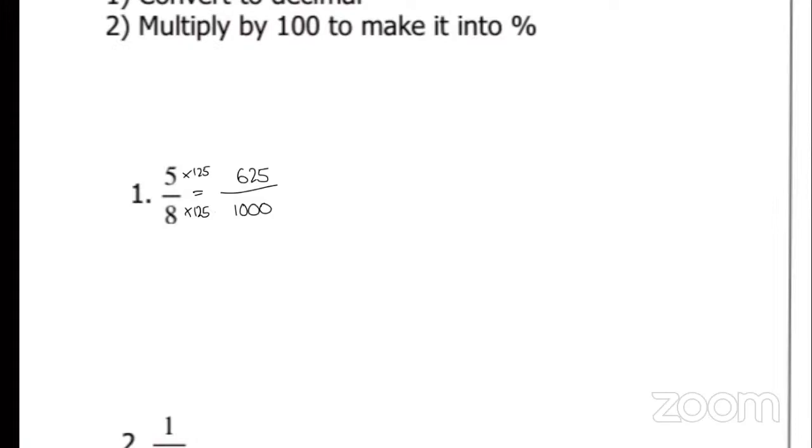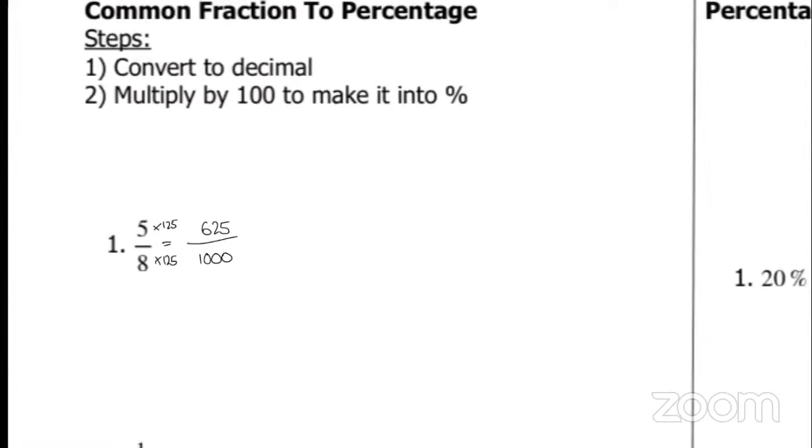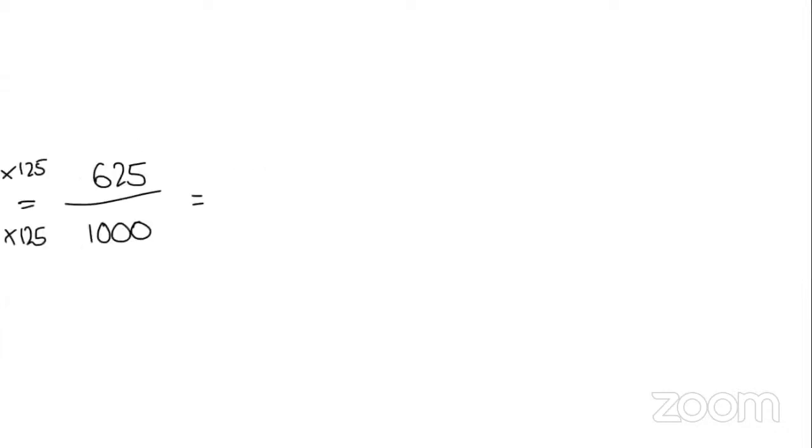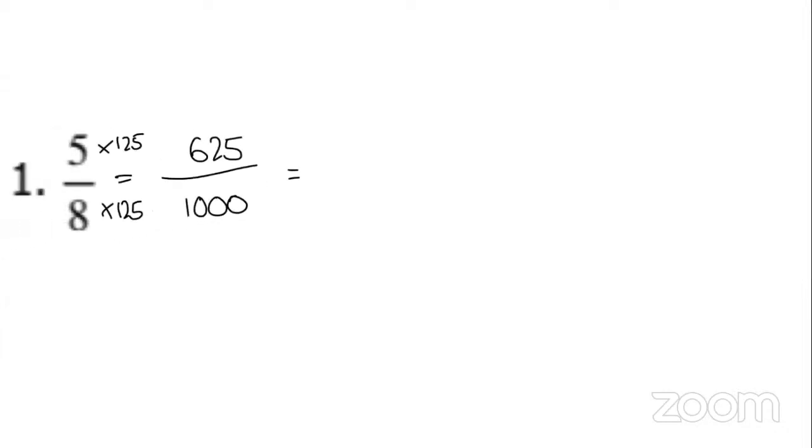Okay. So now that it's converted to decimal, multiply by 100 to make it into a percentage. So what they are saying is simplify this to decimal. So now remember, what do we do with the comma? We move it to the left when we divide. Sorry, there's no comma currently. It's just there. And 1, 2, 3, 4. So it actually becomes 0.0625.